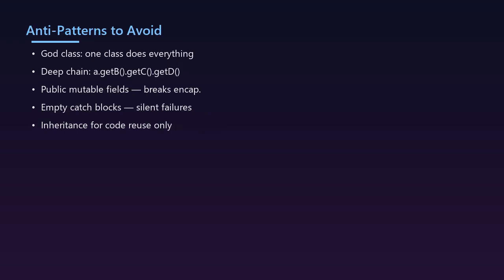Let's talk about what not to do. The God class: one class that handles users, orders, emails, and the database. Violates SRP badly. Deep method chains like user.getAddress().getEntry().getName() are a Law of Demeter violation. If any step returns null, you crash. Instead, expose a helper like user.getEntryName. Public mutable fields break encapsulation entirely. Anyone can modify your data. Use private final fields with getters. Empty catch blocks, the silent killer. Your code fails, and you never know. And finally, don't use inheritance just for code reuse. That's what composition is for.